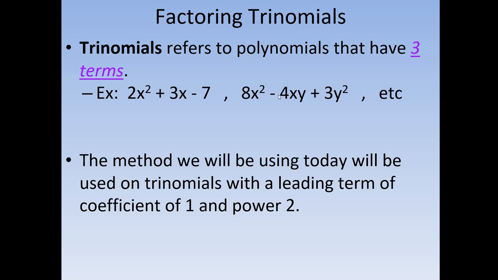The method that we're going to be using is specifically for trinomials where the leading term, remember when we write in standard form, has a coefficient of 1 and a power of 2. So something like x squared plus 3x minus 7, or x squared minus 4x plus 3. Something that had x cubed would not be one of the methods we're going to be looking at, though we will actually look at a few where this won't be the case.